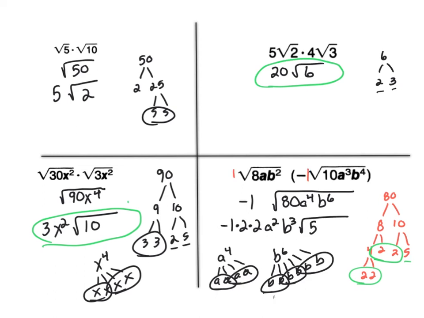So then we need to simplify our answer. Let me use a different color because I'm going to have to squeeze it in here. Negative 1 times 2 is negative 4. a squared, b to the third, square root of 5. So that would be my final answer.